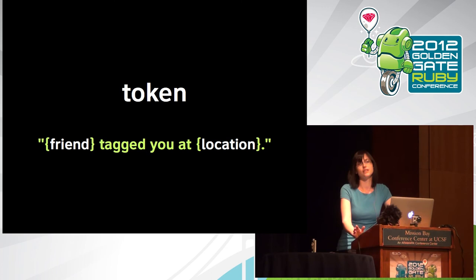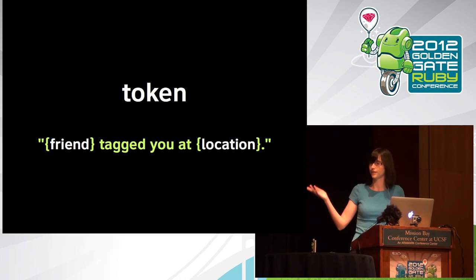For the purpose of this talk, a token will refer to a placeholder in a translatable string. So, "friend tagged you at location." I'll just use curly braces, but notation varies. Tokens might look simple, but they're actually the hardest part of internationalization. Let me give you an example. Let's say you're building a social app that allows users to buy and sell items from each other. I am going to get sued for this stupid screenshot.